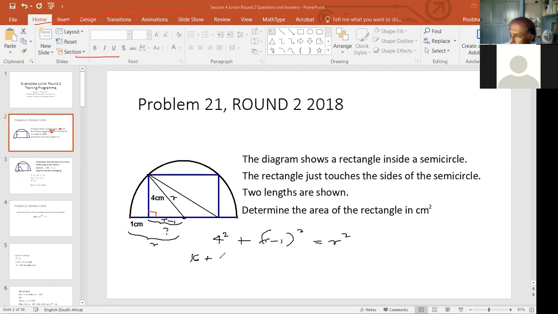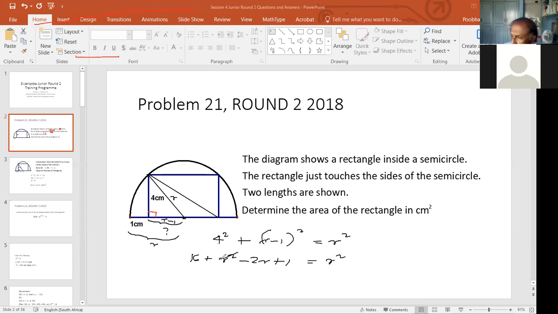It's 16 plus, when you're squaring a binomial, you square the first term, r squared, and then you multiply these two. R times negative 1 is negative r, and you must double that. It becomes negative 2r, and you square negative 1, it's plus 1. So remember, this is not r squared plus 1. There is a middle term, which is twice the product of these two, which I've written down here. And that is equal to r squared.